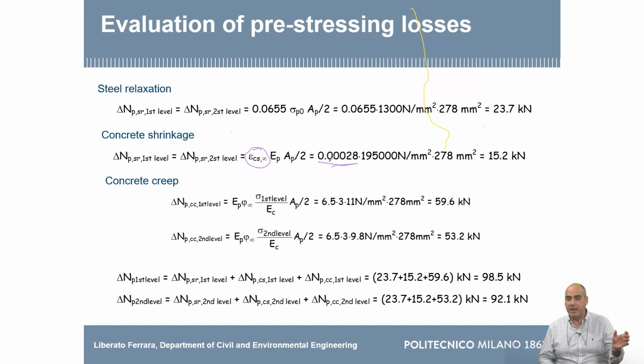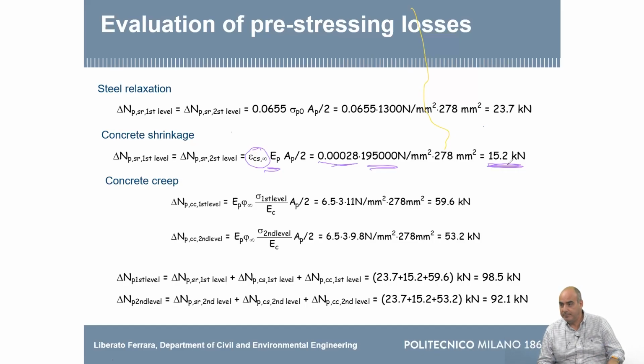So if you have the deformation, you multiply by the Young modulus, and you calculate the stress. And you multiply by the area. Well, here it is Ap over 2 because we have tendons on 2 levels, bottom and top. You multiply by the area and have a force. So this is the amount of the force that you lose at each level because of shrinkage.